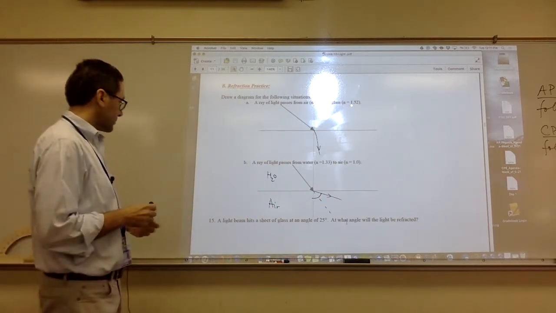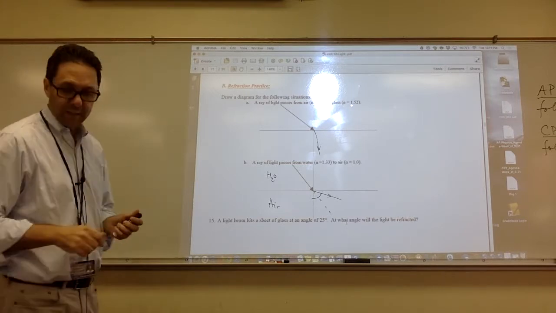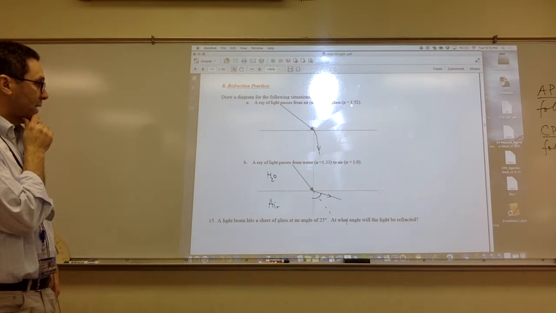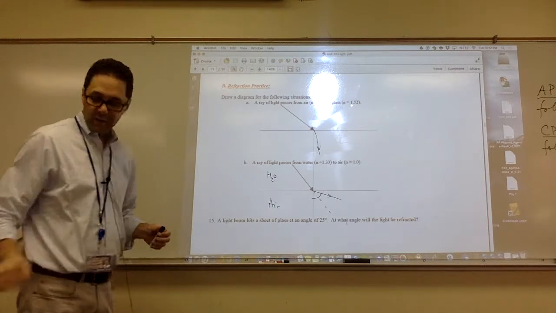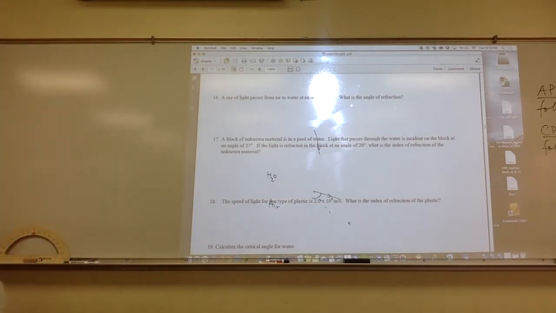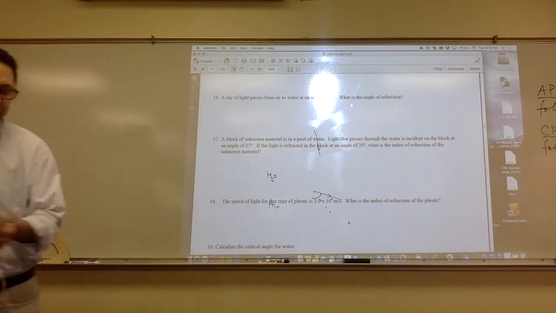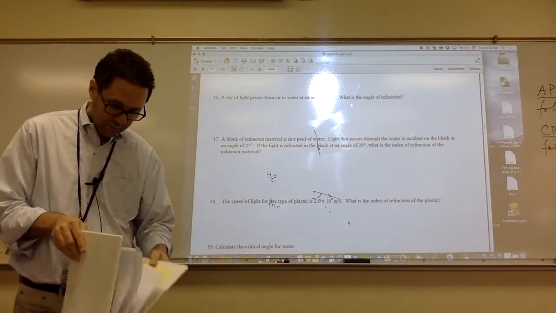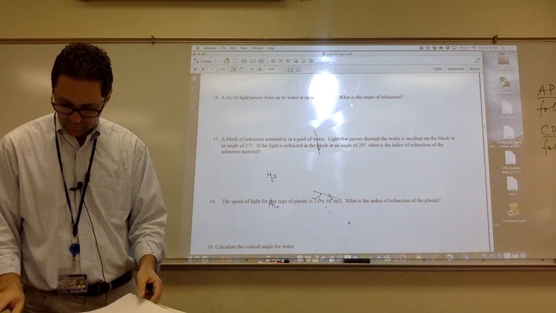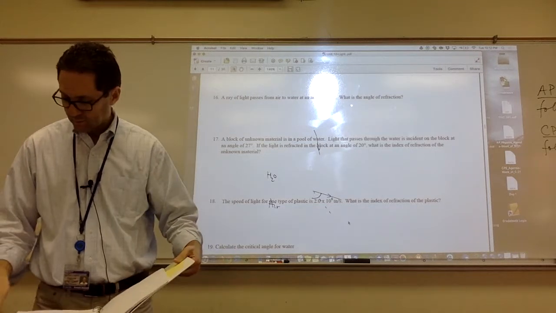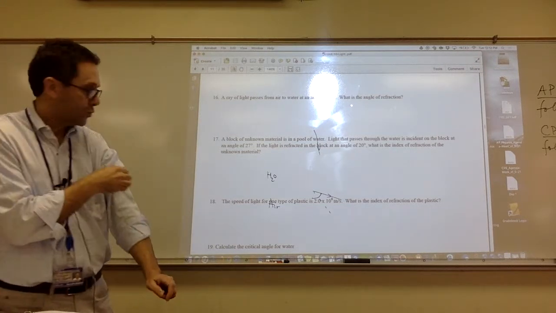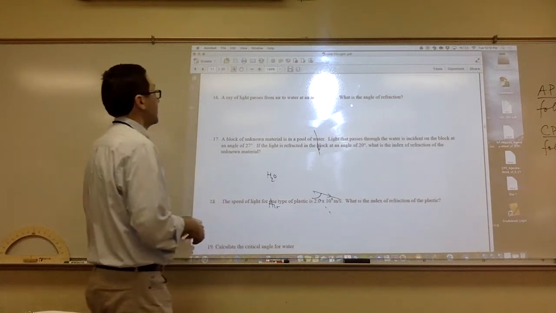Number 15, a light beam hits a sheet of glass at an angle of 25. At what angle will it be refracted? Now let me just take a look here, because I don't know what I use for the index of refraction for glass. So I use 1.52.